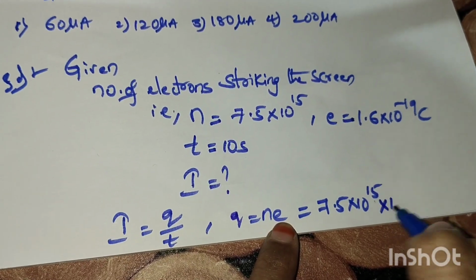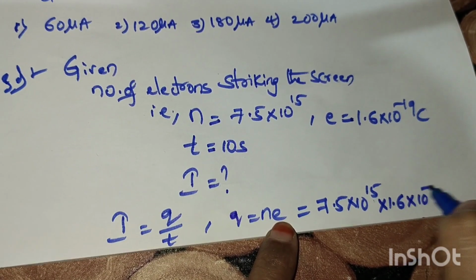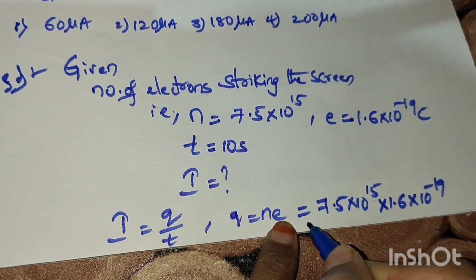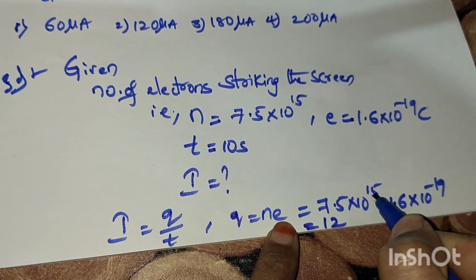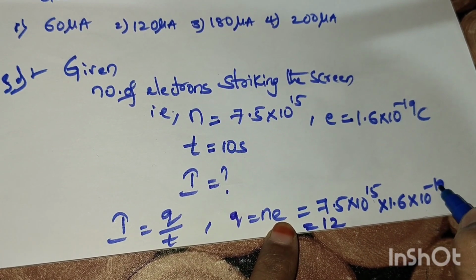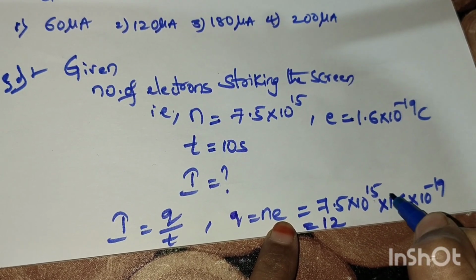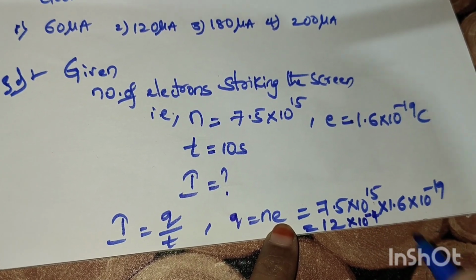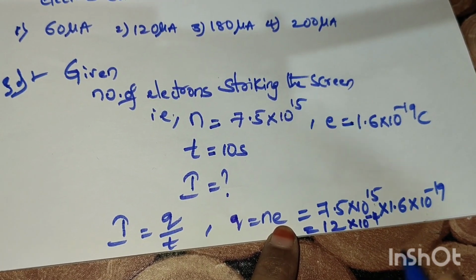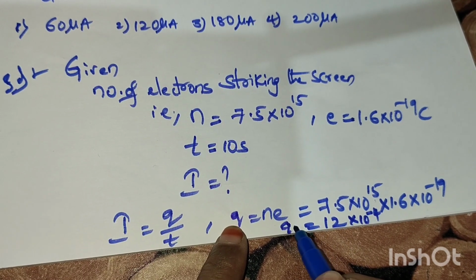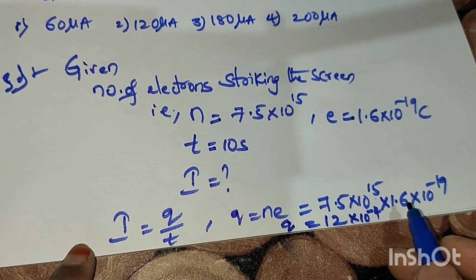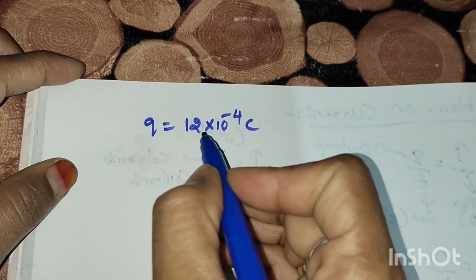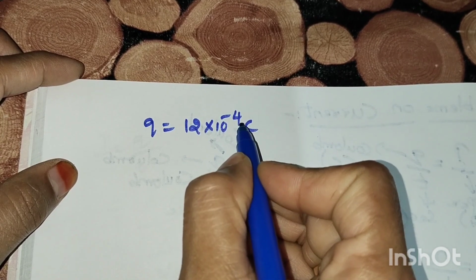So multiply this. 7.5 into 1.6 will be 12. And 10 power 15 into 10 power minus 19 is 10 power 15 minus 19, that is 10 power minus 4. So this is the value of Q. Substitute the value of Q in the current formula. Here we got Q as 12 into 10 power minus 4 coulomb.